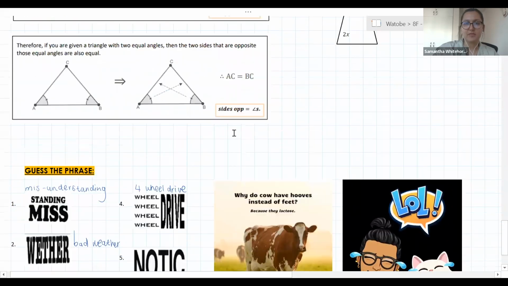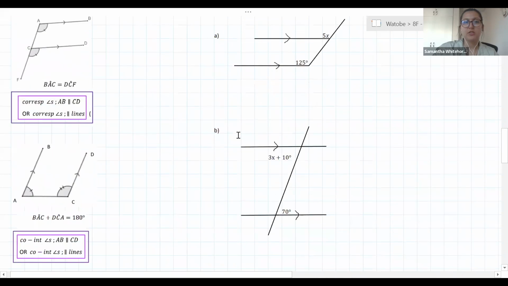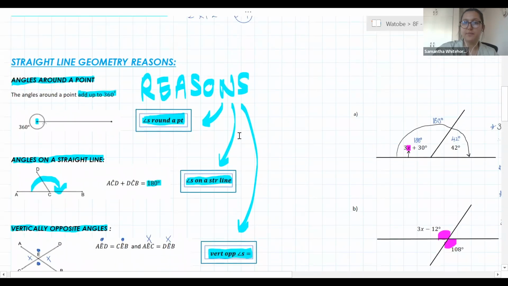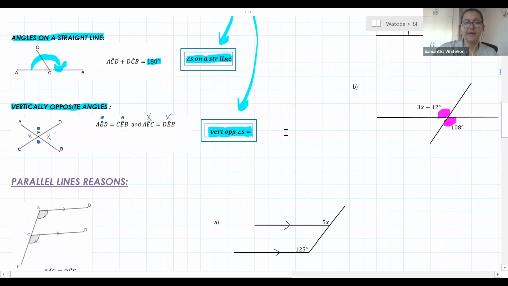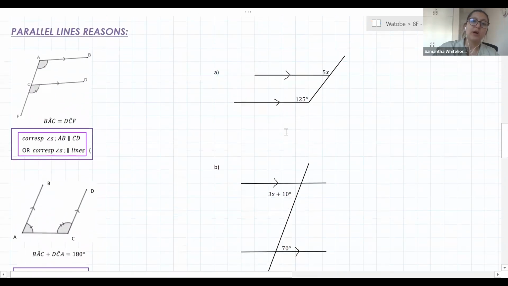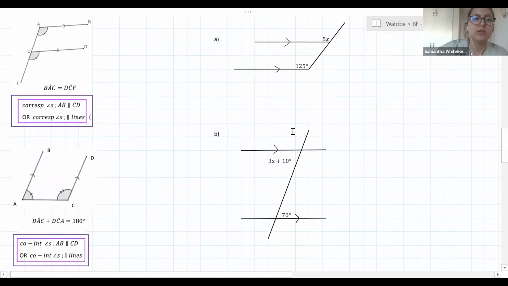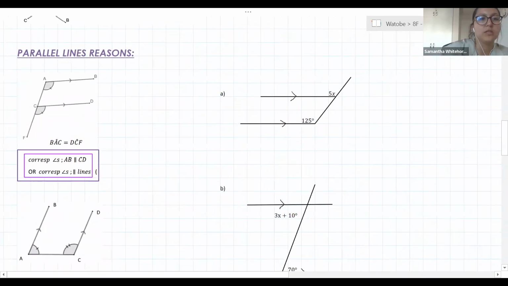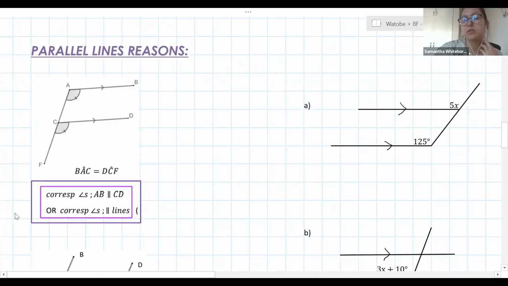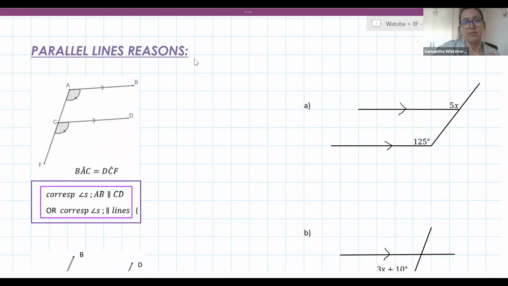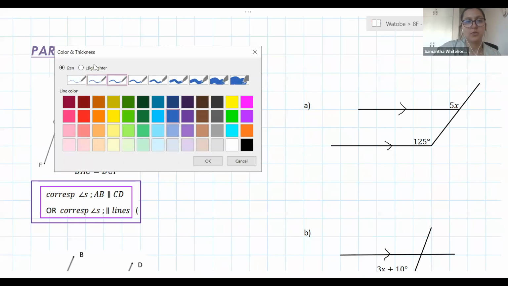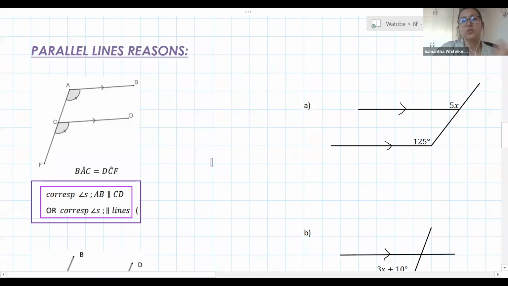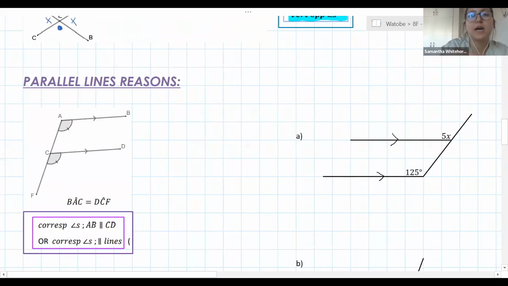Okay, so let's go back to some geometry. Right, so we've done our straight line reasons. We've looked at some questions there. And so what we're going to have a look at now are our parallel line reasons. So this is not all going to fit on one screen because otherwise it's going to be way too small. So we're going to go through our parallel line reasons and then we will have a look at some questions. So for our parallel line reasons, there are 3, and you can sort of think of it how you want. I always remember fun.